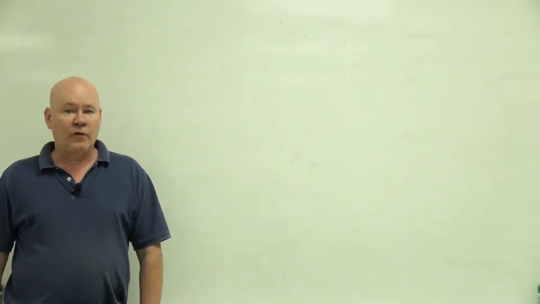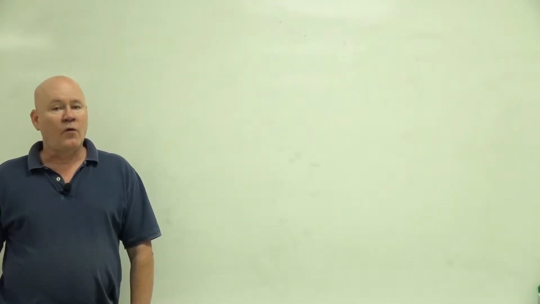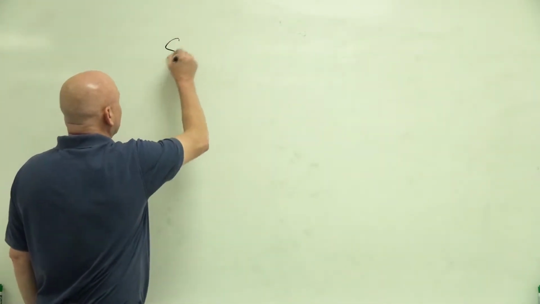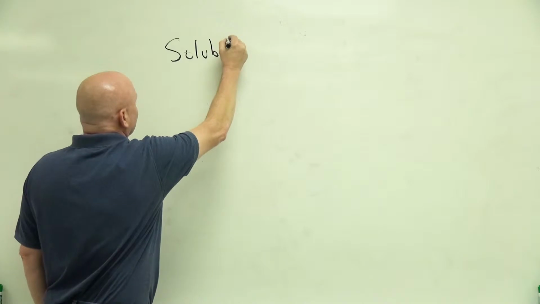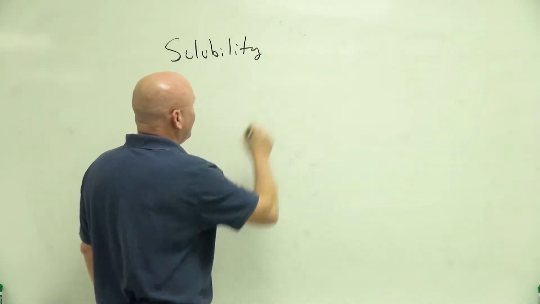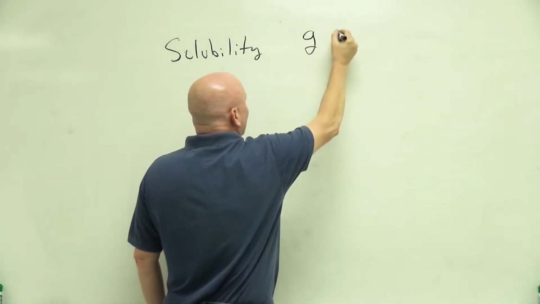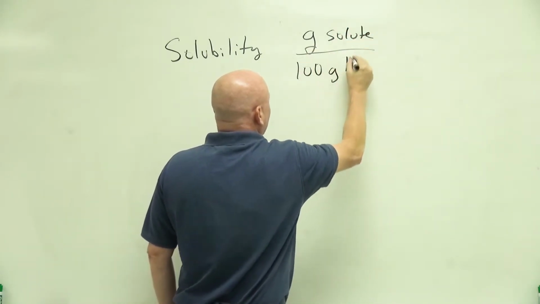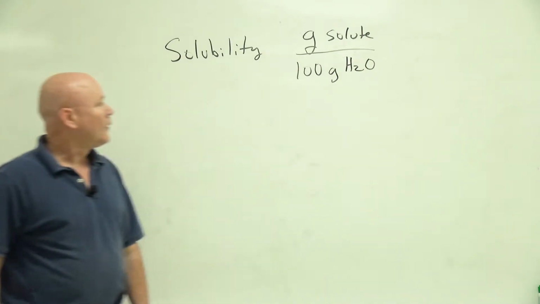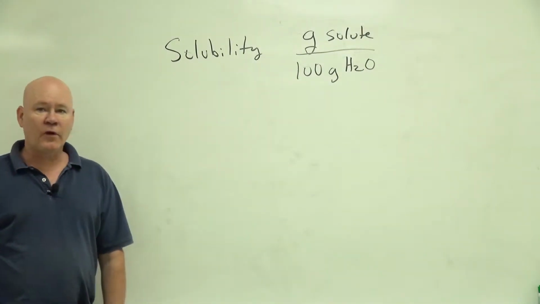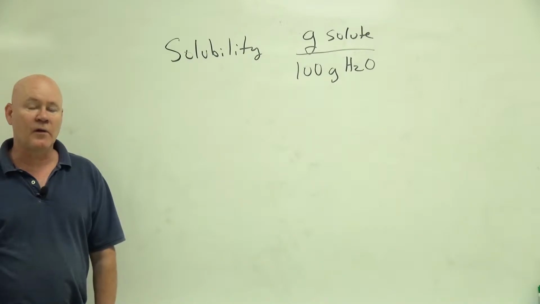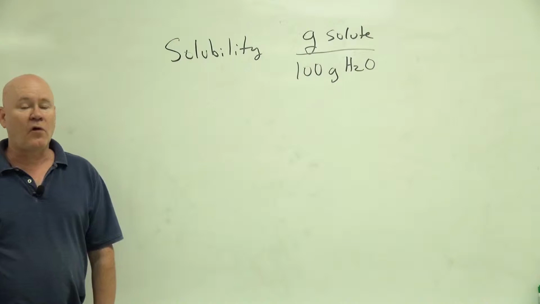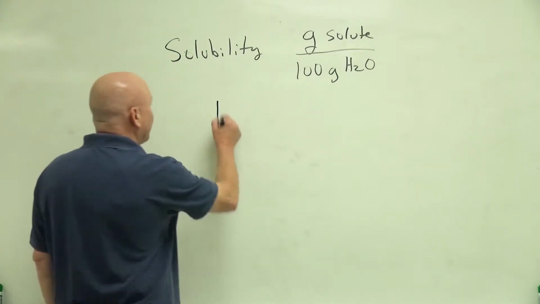When we're dissolving something in water, there's only so much that can be dissolved. This is called solubility. And it's usually expressed as grams of solute in 100 grams of water. And this expression right here, so many grams per 100 grams of water, is the maximum that can dissolve.